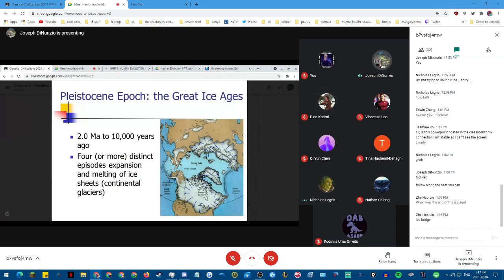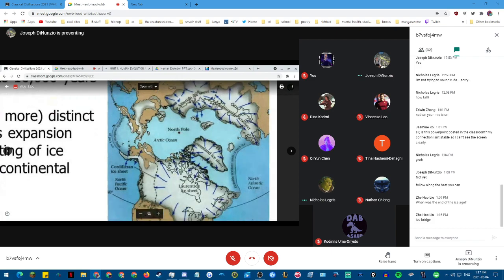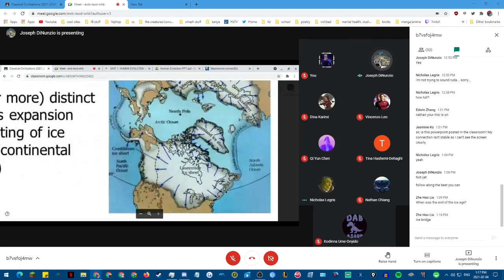There were 4 more distinct episodes of expansion and melting of ice sheets, called the continental glaciers. Remember, Canada was also covered in ice. That's why it has its really unique shape, and thousands upon thousands of lakes, right? Because the glacier gouged the land and created these big kettle lakes.